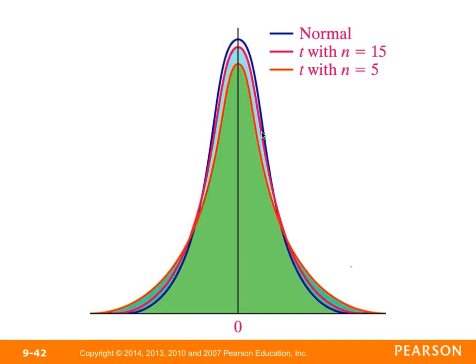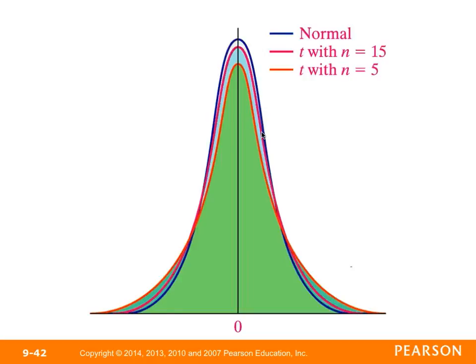So here's a picture with some different distributions overlaid over one another so you can see exactly what's going on. The blue line is your normal distribution. That's what you're used to seeing. The red line is, maybe it's pink, I'm having a hard time telling. The pinkish line is our T distribution with n equals 15.